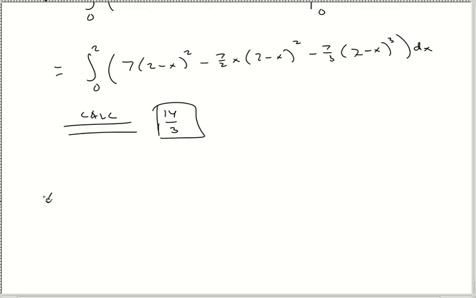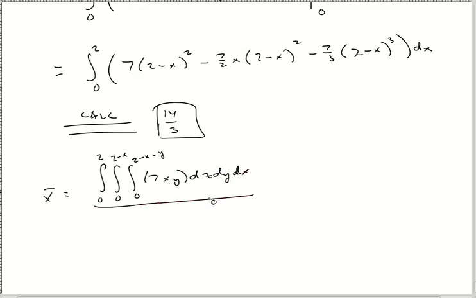Okay. So they're going to want x bar, y bar, and z bar. So let's start with the x bar. Basically, I'm going to do this whole integral over again. 0 to 2, 0 to 2 minus x, 0 to 2 minus x minus y of now 7xy dz, dy, dx. Now, why is that? Because, again, I'm tossing that x in there, all divided by 14/3.